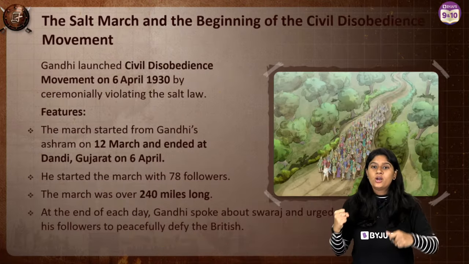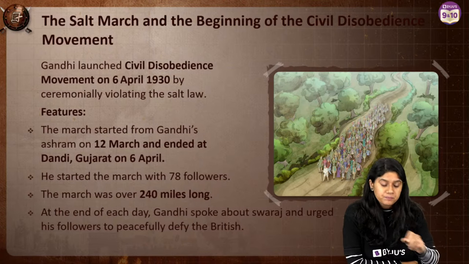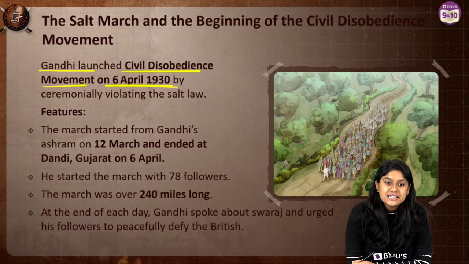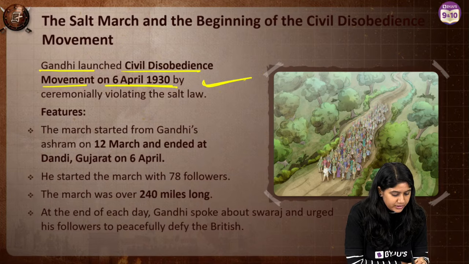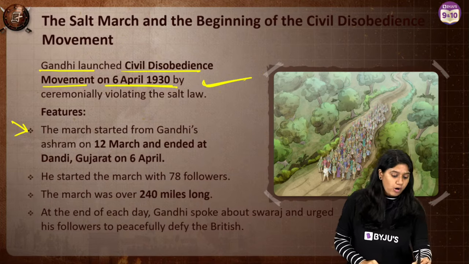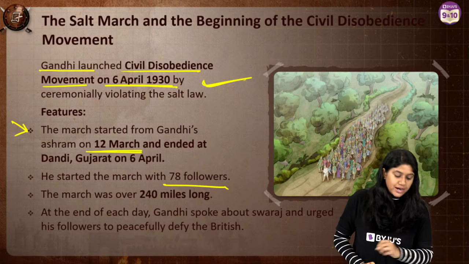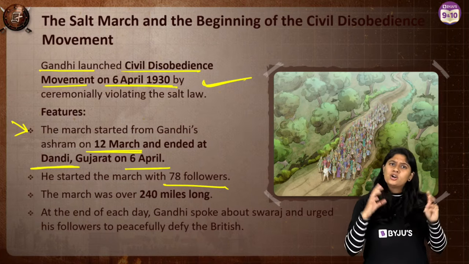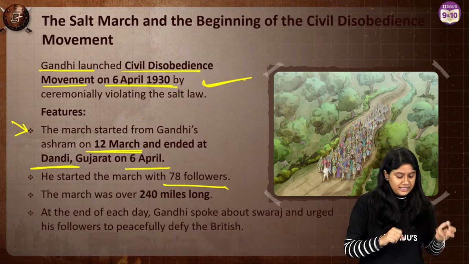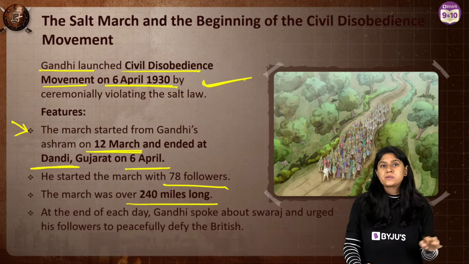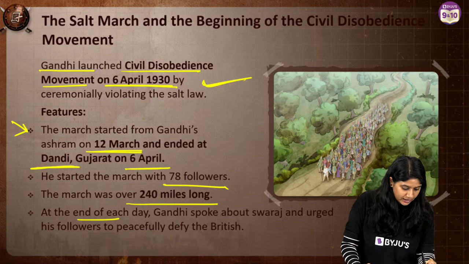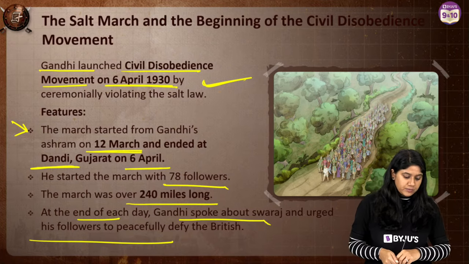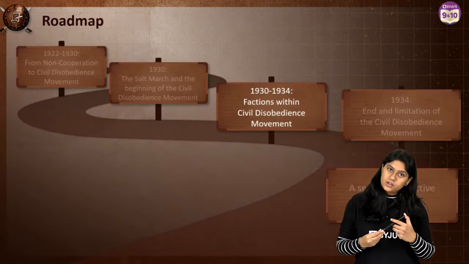Then of course Gandhiji marched, right? All the points, everyone remember it. Gandhiji launched the civil disobedience movement on 6 April 1930. Very important day. Gandhiji marched with 48 followers. On 12th of March, he started, and ended his journey on 6th of April in Dandi, which is in Gujarat. Both of these places, Sabarmati and Dandi, are in Gujarat. They walked approximately 240 miles. And at the end, Gandhiji spoke about Swaraj in between and he tried to unite all the people together. He reached there and of course he made the salt and broke the law.